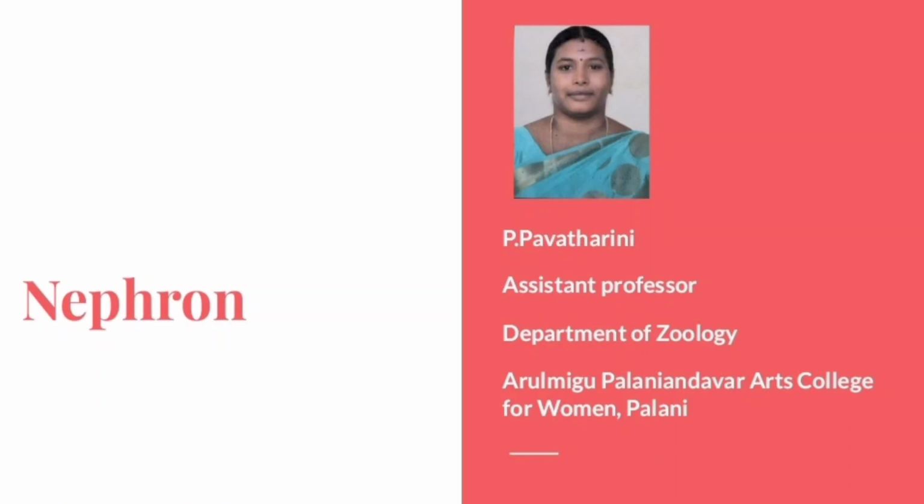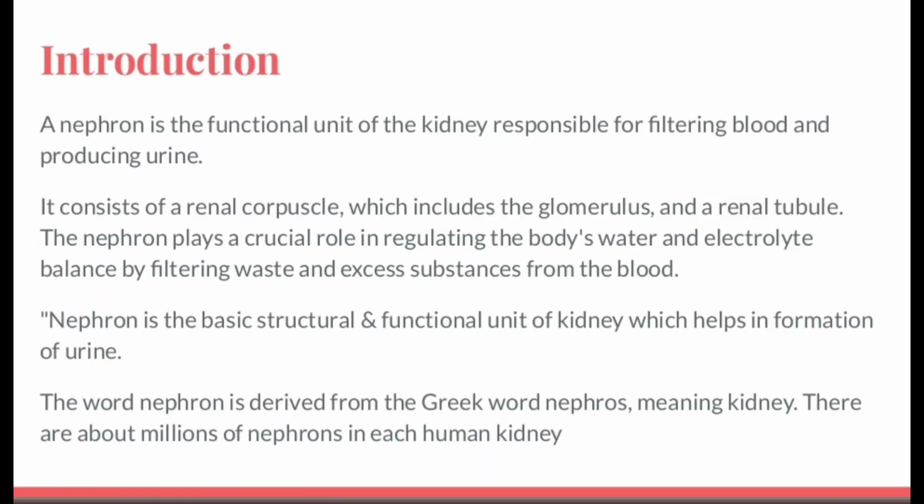Today we are going to see about the nephron. Introduction. A nephron is the functional unit of the kidney responsible for filtering blood and producing urine. It consists of a renal corpuscle, which includes the glomerulus, and a renal tubule.